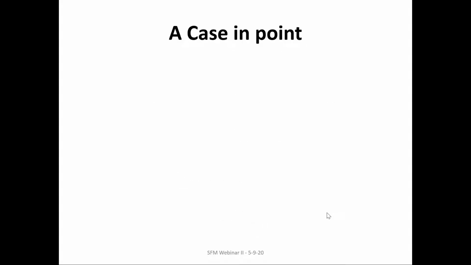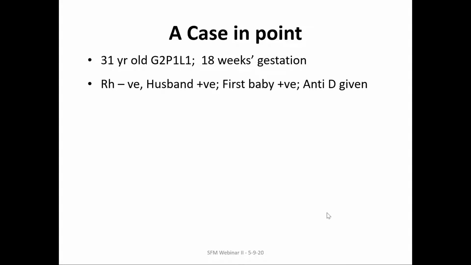Now let me show you a case in point to prove this further. This was a lady, 31 years old, second gravida, who had gone for her first antenatal visit to a referring doctor at 18 weeks of gestation. She was Rh negative, and the first baby was Rh positive, and anti-D was indeed given. This pregnancy, when the referring doctor did an ICT, it turned out to be positive with a titer of 1:32.